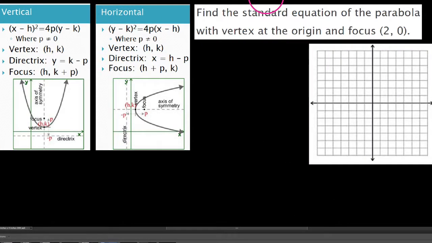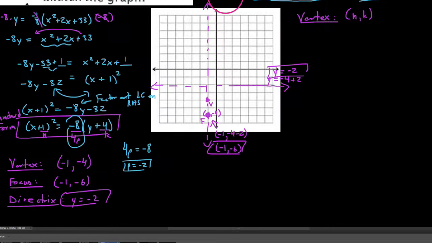Okay, YouTube, in this video we're going to be looking at a little bit different approach to parabolas. In the past 3 videos here, we've been given the equation and rewritten it into standard form and graphed our parabola here. As a matter of fact, it seems that we forgot to graph our parabola in this last example here. There we go.